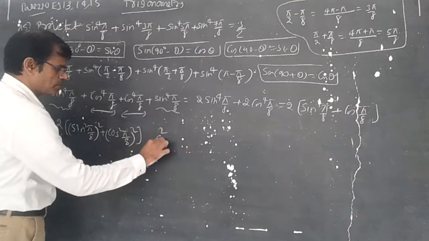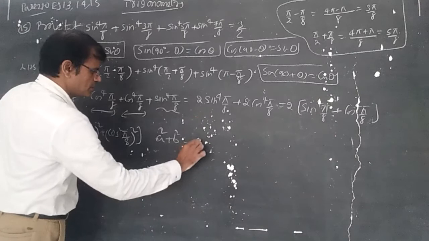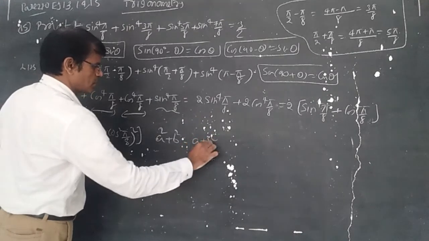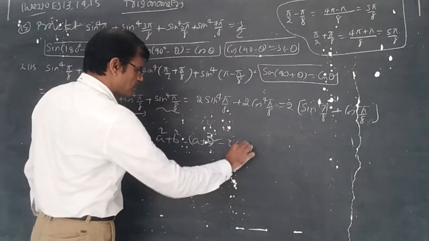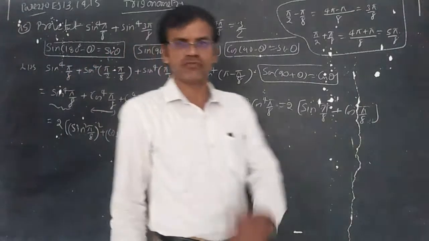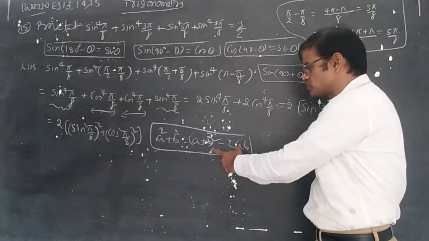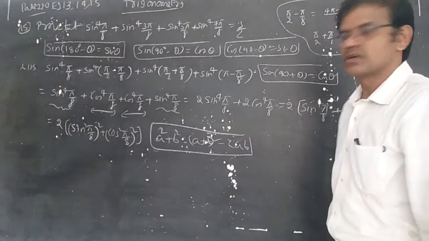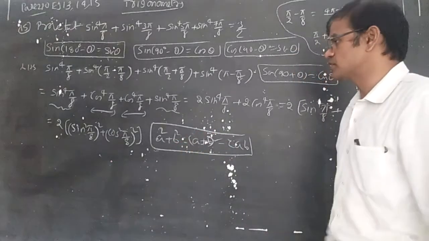Here I am making you remember the formula that a square plus b square can be written, as an algebraic concept, as a plus b whole square minus 2ab. If you are having any doubt, simply explain: a square plus b square plus 2ab minus 2ab, that cancels here. So a square plus b square can be written as a plus b whole square minus 2ab.